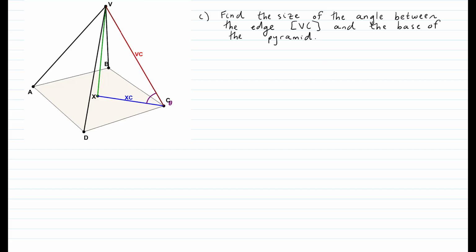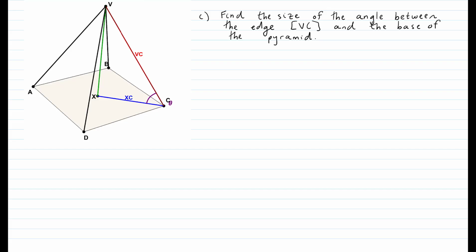The edge VC would cast a shadow onto the base, and that shadow is the line in blue there, XC. So the angle between the line and the plane is the angle between the line and its shadow. So in this case here, it's the angle between the red line VC and the blue line XC.